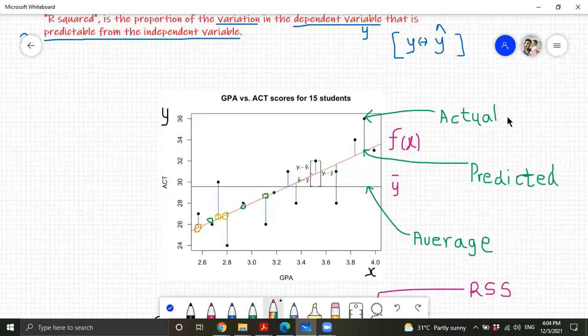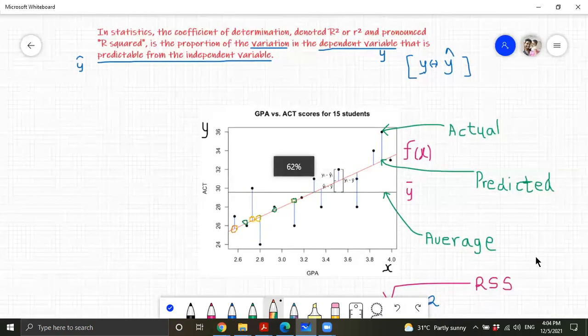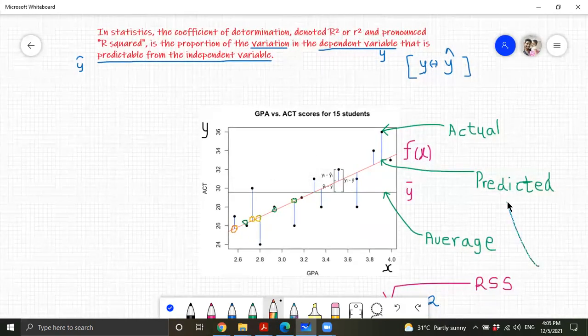Here I have written in green ink: the black dots are the actual values, the red line is our predicted values, and the black line is the average. I hope you understand this picture or plot. From this, we are going to find our RSS, our TSS, and the R squared value, using the formula.